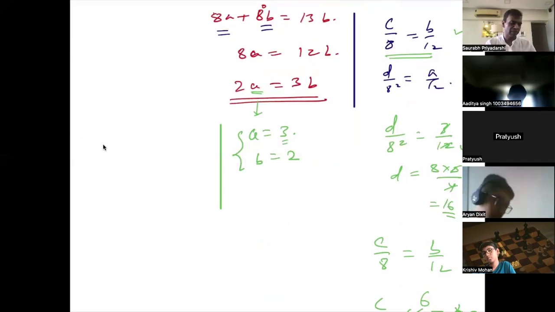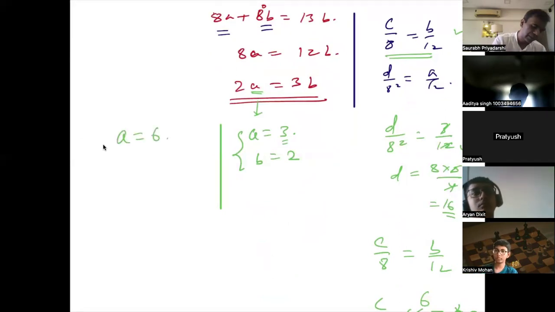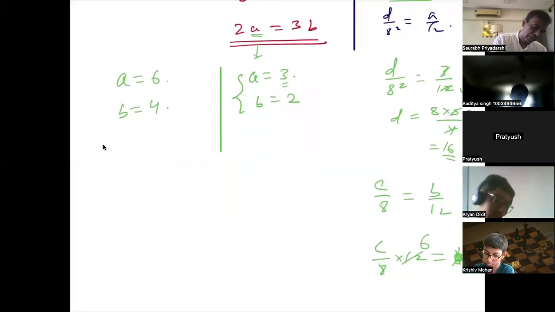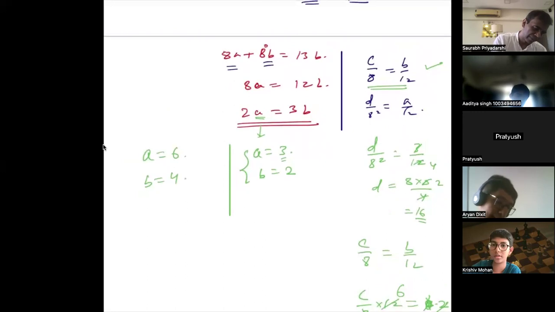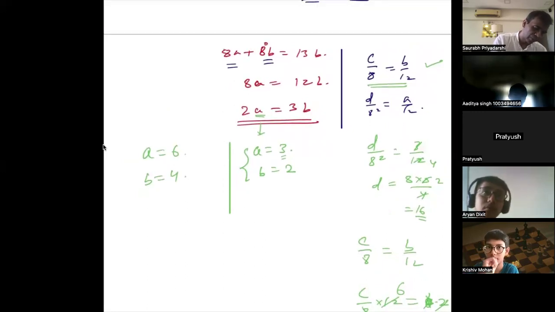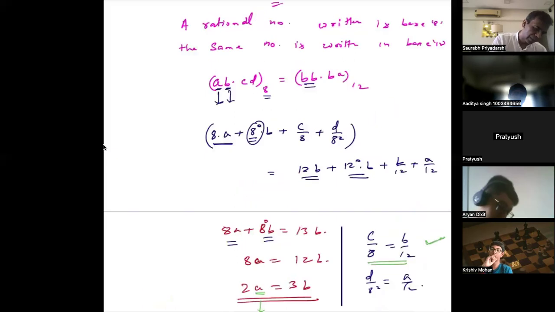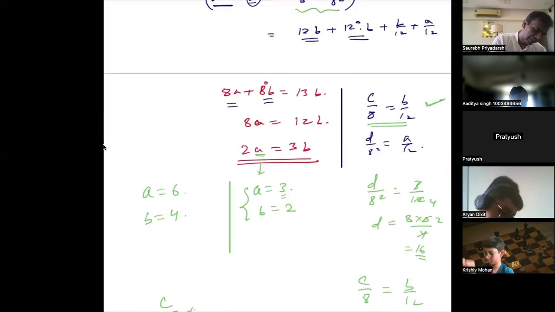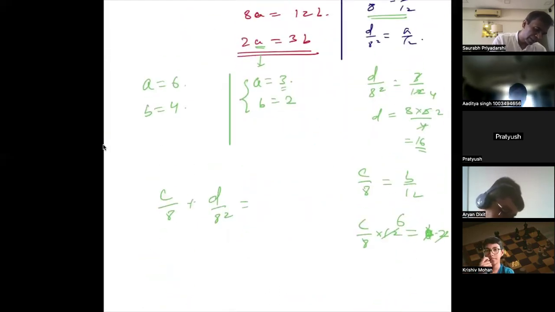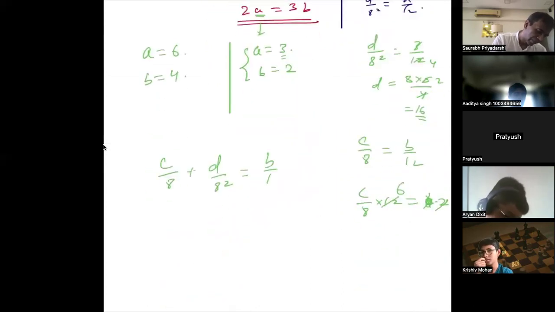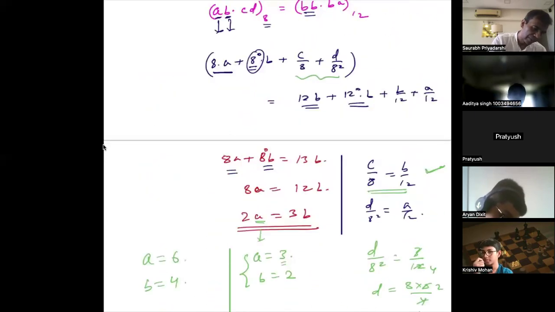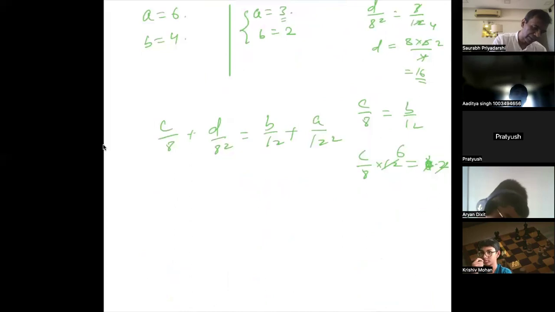What is the second value possible for this? A is equal to 6 and B is equal to 4. If A is equal to 6, obviously B is equal to 4. So no solutions again, so I have to see the number after the point: C by 8 plus D by 8 square is equal to B by 12 plus A by 12 square. Something like this, right?